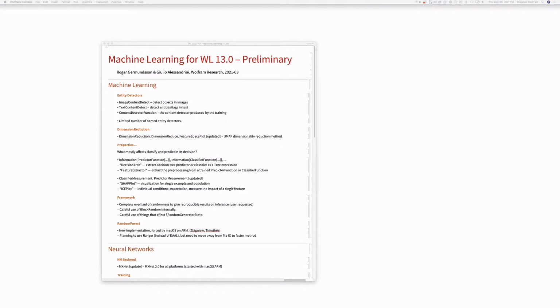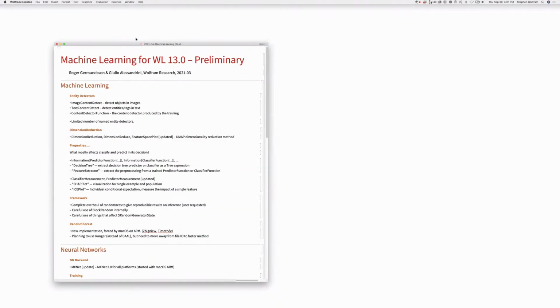We are looking at machine learning for Wolfram Language version 13. And we had already started on this, hadn't we? Yes, so the new names you see up there: image content detect, text content detect, content detector function. And we see these as being somewhat interim names, yes?